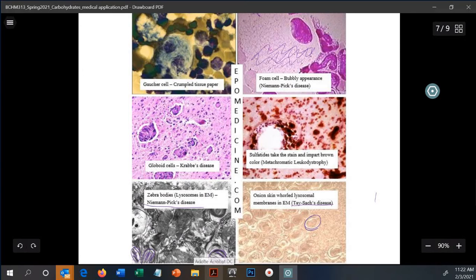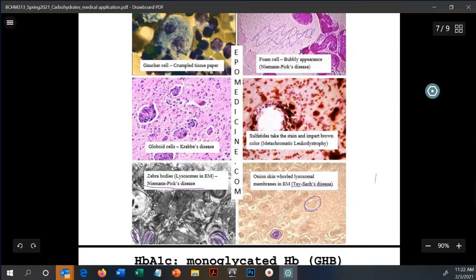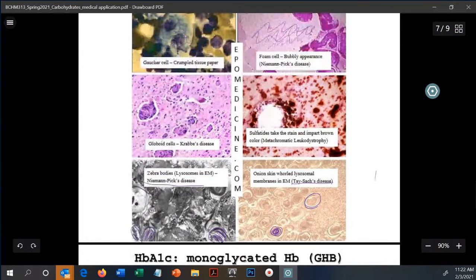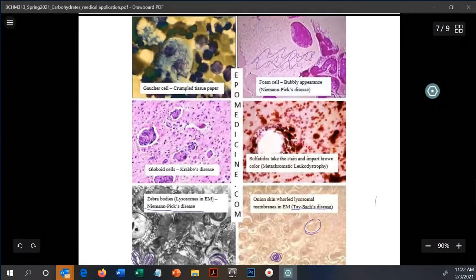So instead of having this onion whorled appearance, we have kind of sheets of lipids in the Niemann-Pick disorder. And anyway, Gaucher cells have a crumpled tissue paper appearance. And so you could see within the cell in here, we have this crumpled tissue paper appearance. Anyway, it's interesting. That's it for Tay Sachs. Questions on Tay Sachs before we move on to HbA1c?